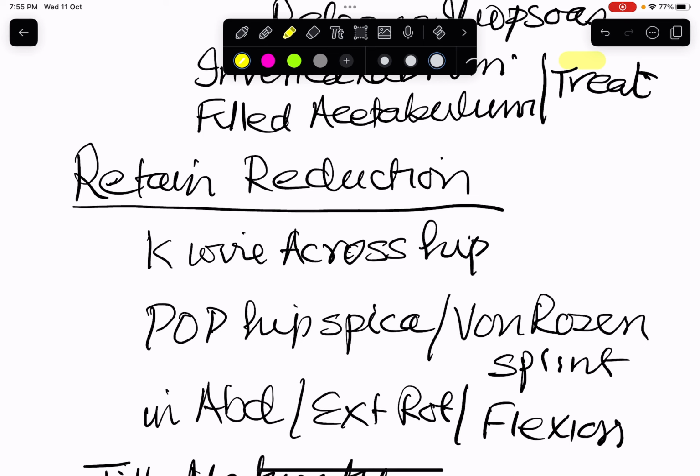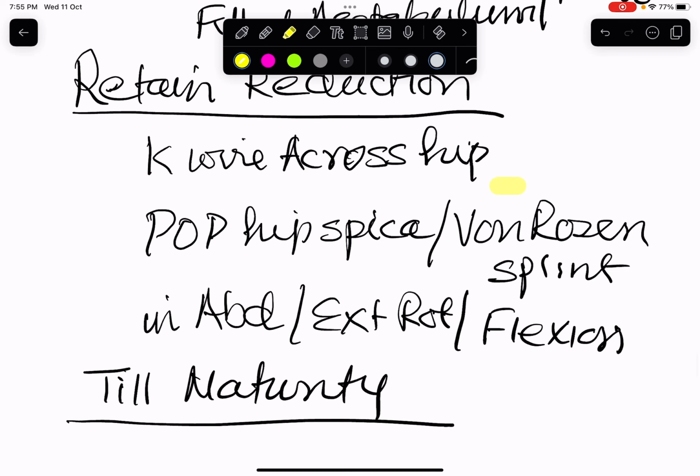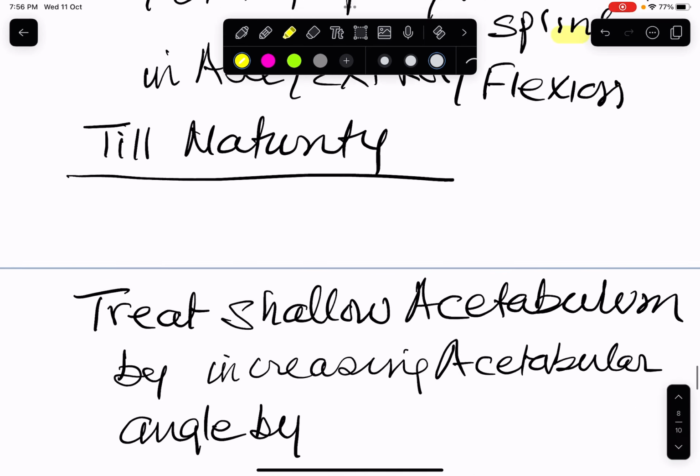Operative reduction is retained by a K-wire across the hip, from the head into the acetabulum. And if you are not operating, then you retain the reduction by a POP hip spica, or what is called a Von Rosen splint. And this simply maintains the hip in abduction, external rotation, and flexion till maturity, so that the head is well contained, acetabulum is well developed, and the dislocation does not occur.